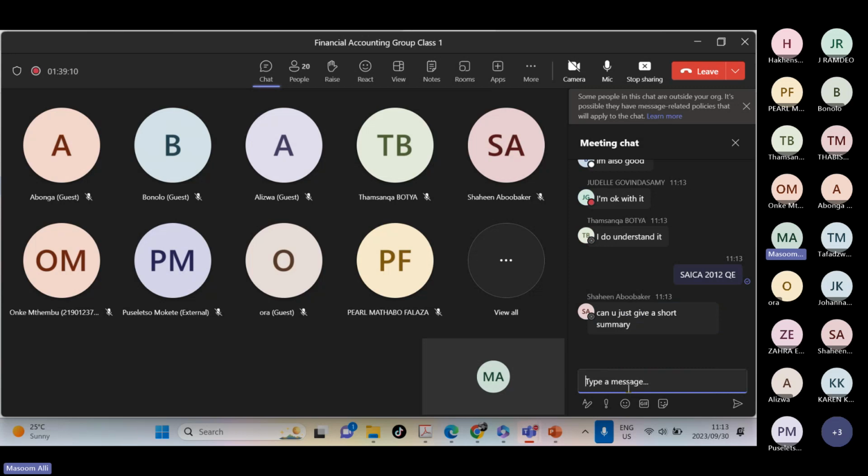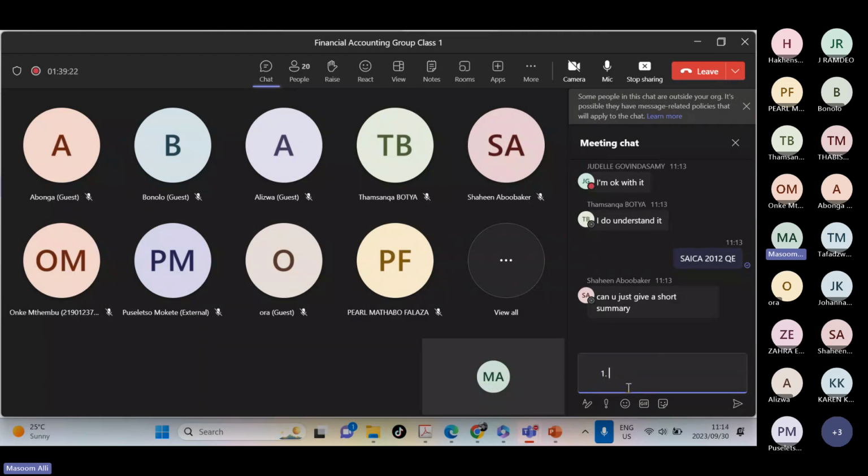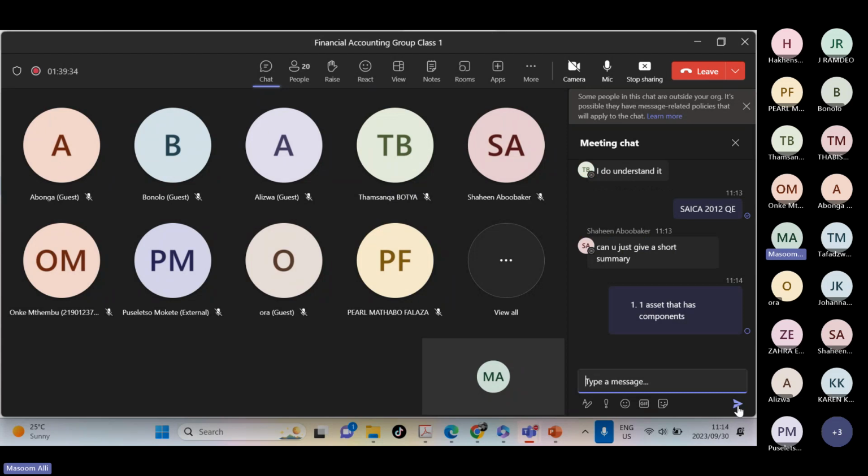Can I give a short summary? Basically, when you're dealing with componentization, the question paper will always give you one asset. So in question number one, you'll have one asset that has components. That's the first thing you need to know. They're not going to give you every asset that has components.